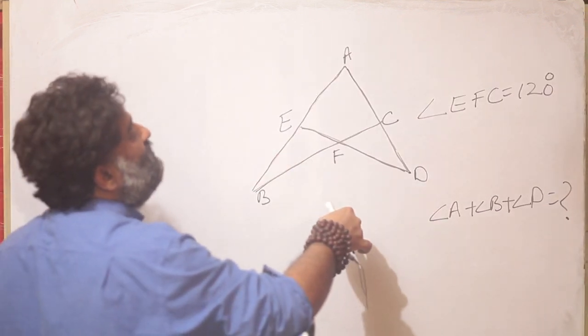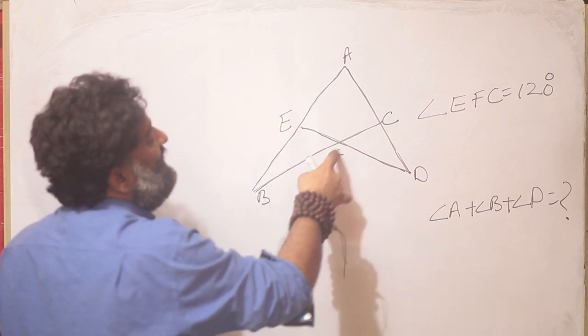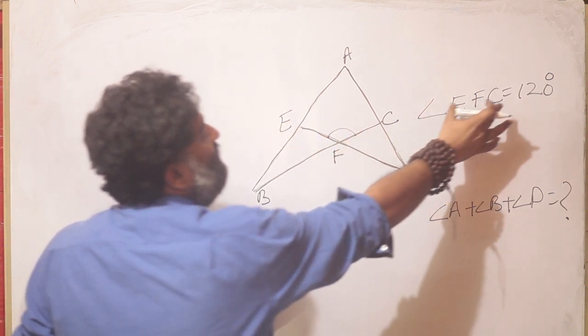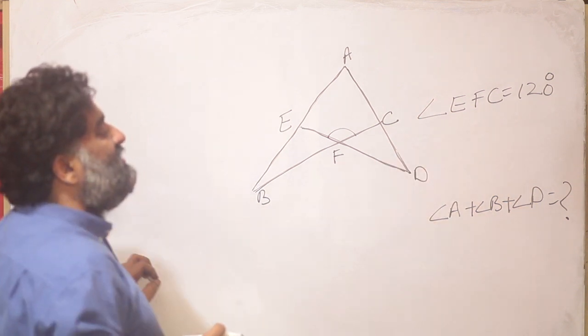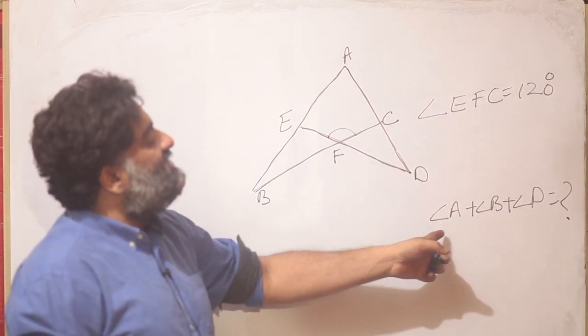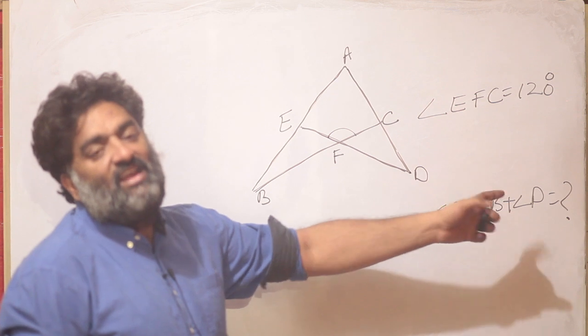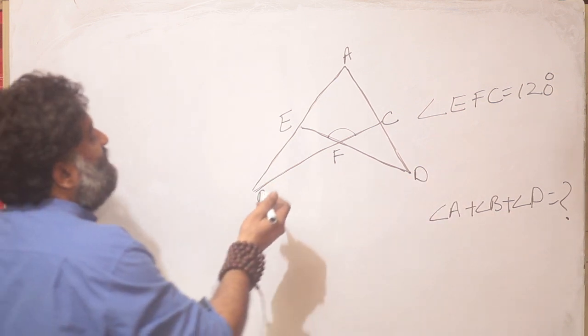This is the figure given to me, and I know that angle EFC, this angle, is 120 degrees. This is the information given to me, and my question is, what is the sum angle A plus angle B plus angle D going to be? So let me start playing with this.